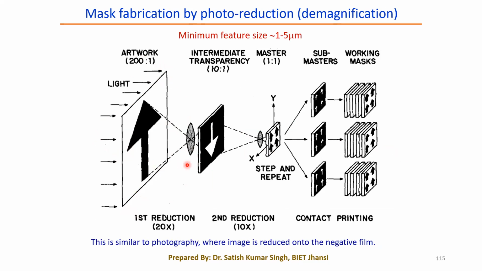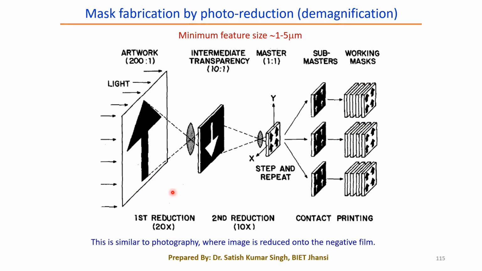So what is the possibility? The actual working mask has this size. You can see here it is 200:1. I think that is maybe wrong; it may be 20 times. Okay, it is 20 times larger. So you can see that this image is very much larger as compared to the final mask. Once we make a mask like this, the inspection of defects and repairing is very easy, as compared to this.